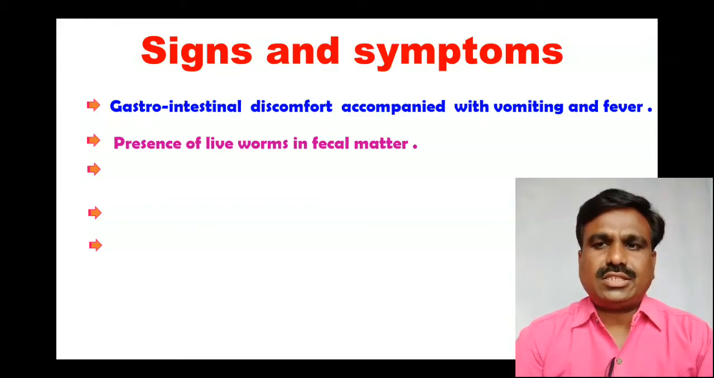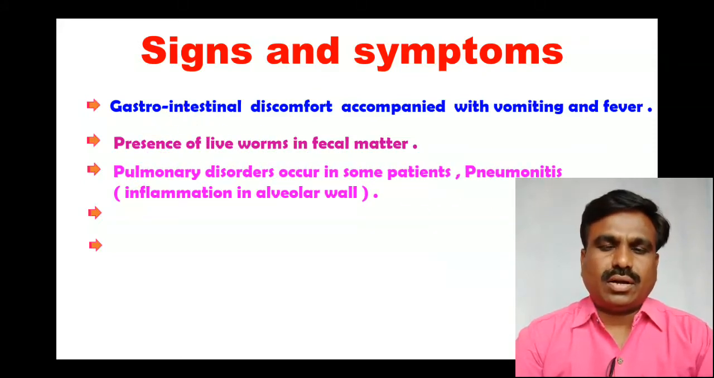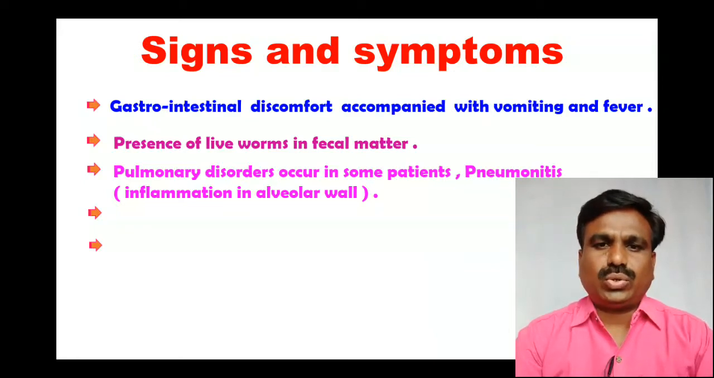Another sign and symptom of Ascariasis is the presence of live worms in the fecal matter. The live worms in the intestinal tract pass through the stools and are excreted from the infected person, and can come in contact with water, soil and other places. Pulmonary disorders also occur in some patients.